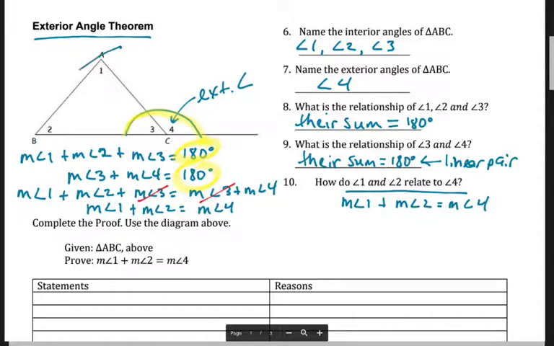Basically these two, we call these remote interior angles. They will always equal that exterior angle when you add them together. So add those two angles together and it will equal the exterior angle there.